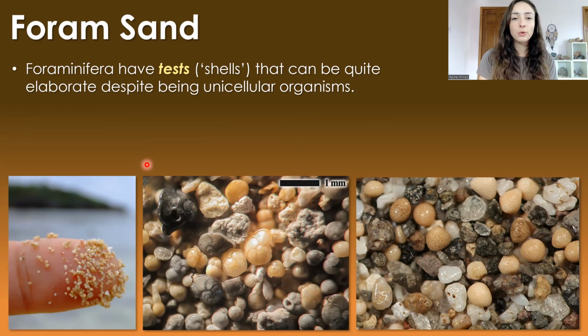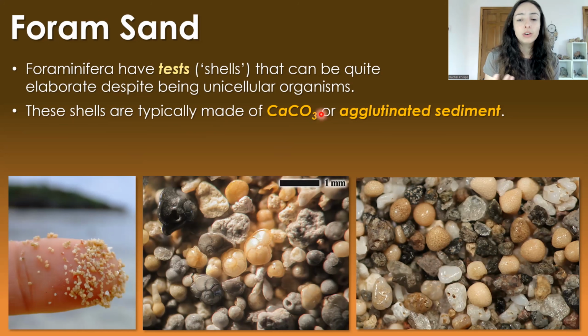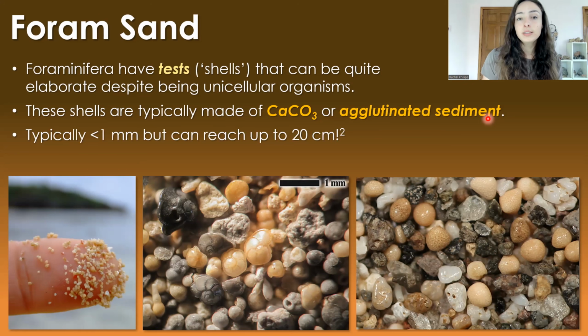Now moving to another type of carbonate sand, or another constituent of carbonate sand, and that is foraminifera or foram sand. So foraminifera are these little tiny organisms, unicellular protist organisms, and they have tests or shells that can be quite elaborate despite them just being single-celled organisms. They're typically made of calcium carbonate, but can also be made of agglutinated sediment, so other sediments that agglutinate together to form the organism's test. But it's my understanding that these agglutinated forams live in deeper environments, so I'm not sure how much they would make up the sand. I think the sand is mainly the calcium carbonate type, and they are typically less than 1 millimeter in size, but can reach up to 20 centimeters.